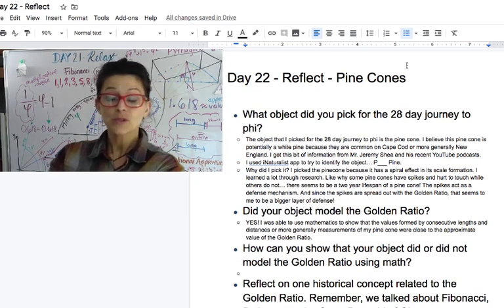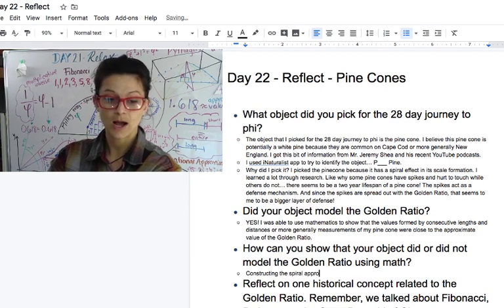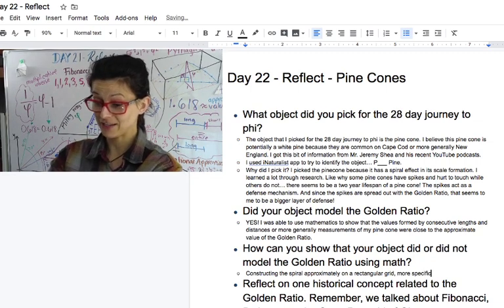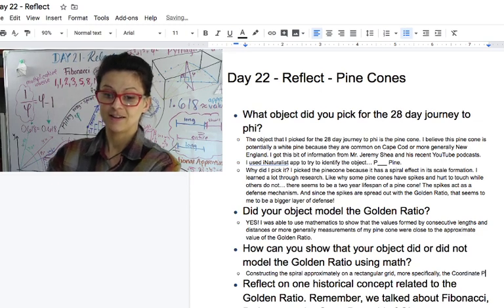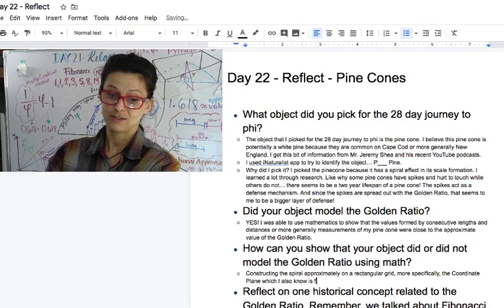I remember most clearly that constructing the spiral approximately on a rectangular grid, more specifically the coordinate plane, which I also know is referred to as the Cartesian plane.